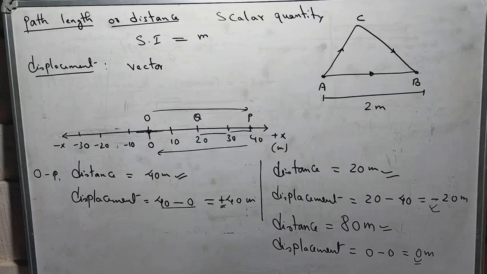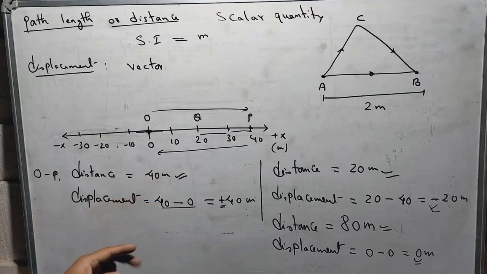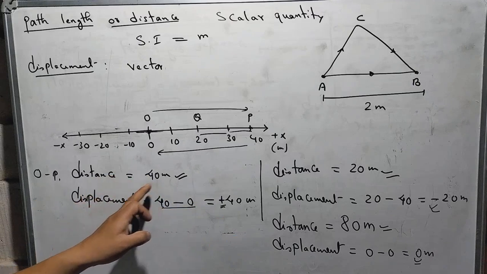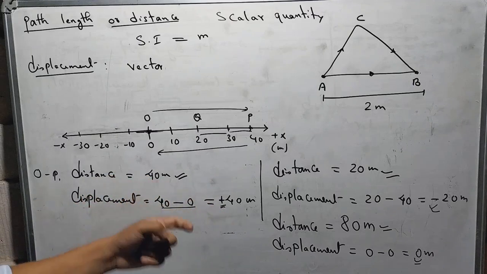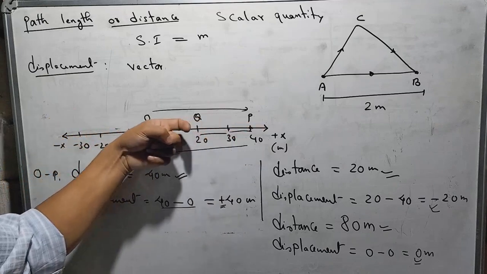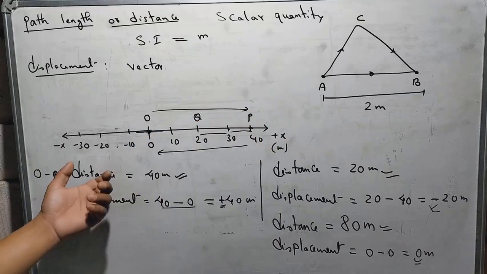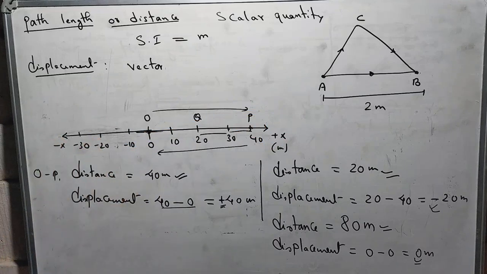And when is distance equal to the magnitude of the displacement? The distance is equal to the magnitude of the displacement only in this case. Distance is 40, displacement is 40. This happens when the object is moving in a straight line in a single direction, in the increasing direction of the x-axis. Only in that case do we have distance equal to the magnitude of displacement. So please note down the signs plus and minus. This plus and minus we are using for the directions of displacement.